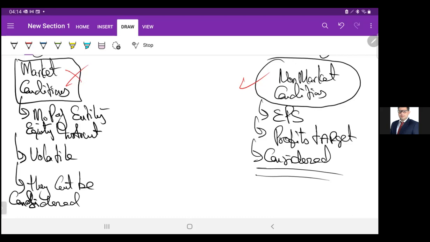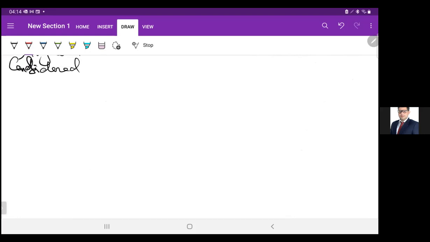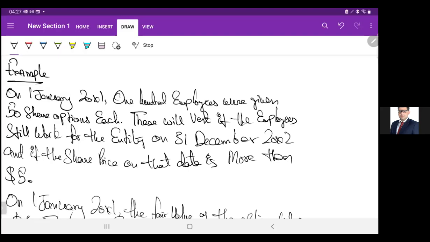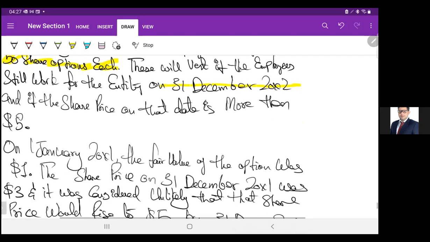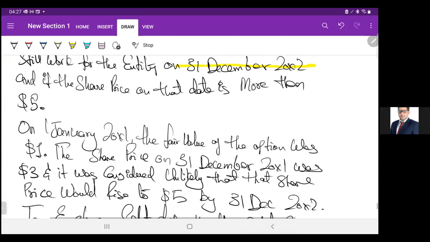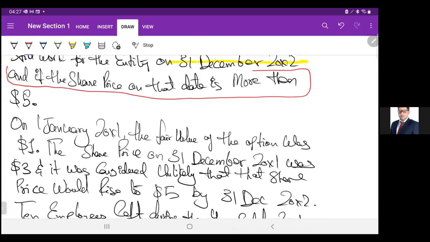Now we have another example. On 1st January 20X1, 100 employees were given 50 share options each. These will vest if the employees still work for the entity on 31st December 20X2, and if the share price on that date is more than $5.